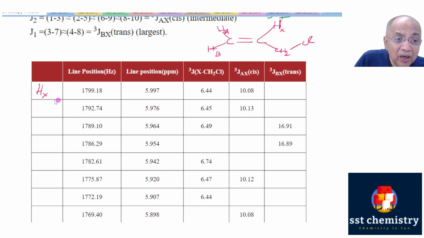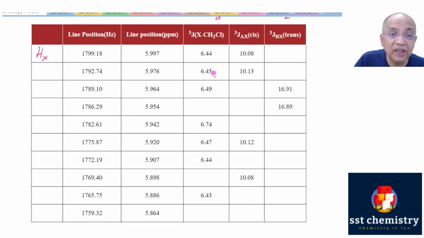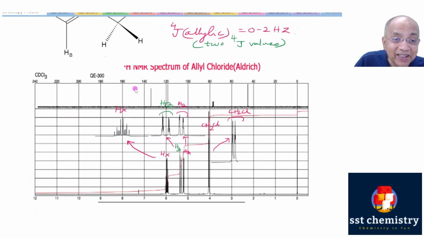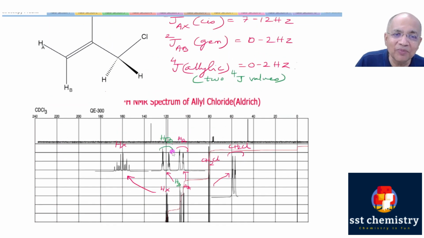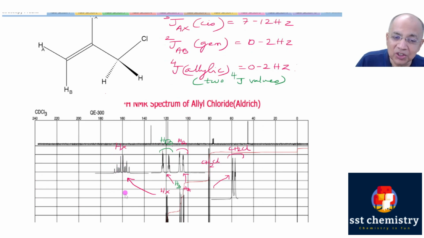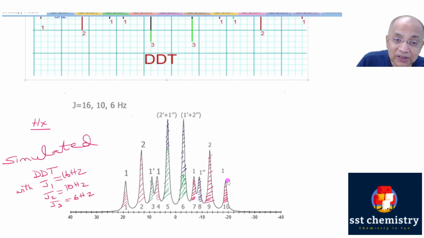Now we will take the data, the 10 lines. Interestingly, I have not given you the data set for relative intensity, because I have shown this already, so the relative intensity data is also given. I have just avoided that data sheet to avoid delay. You will find the same ratio: 1:2, 1:1, 1:3, 3, 1:1, 1:2, 1. So that confirms the DDT pattern turning into a 10 line pattern.